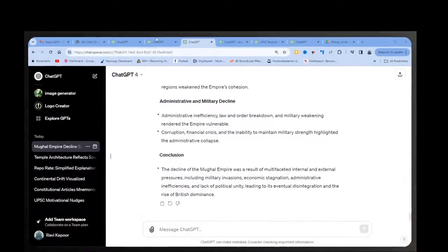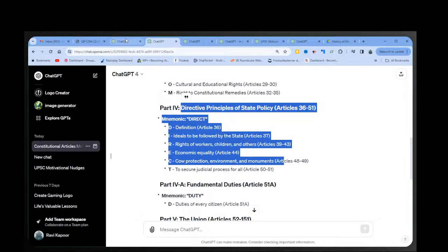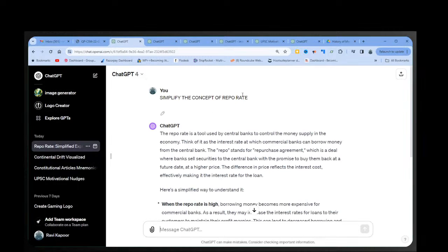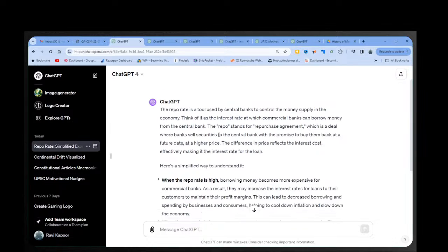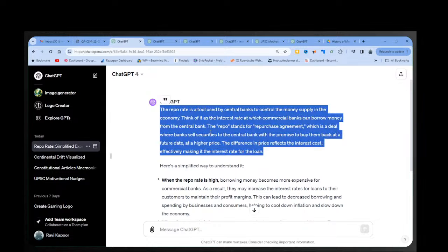I prompted it to explain to me the idea of repo rate. This is my prompt here. I said simplify the concept of repo rate. Let's see what it has given. It told me that the repo rate is a tool used by central banks to control the money supply in the economy. Think of it as an interest rate at which commercial banks can borrow money from the central bank. The repo stands for repurchase agreement, which is a deal where banks sell securities to the central bank with a promise to buy them back at a future date at a higher price. The difference in price affects the interest, effectively making it the interest rate of the loan.